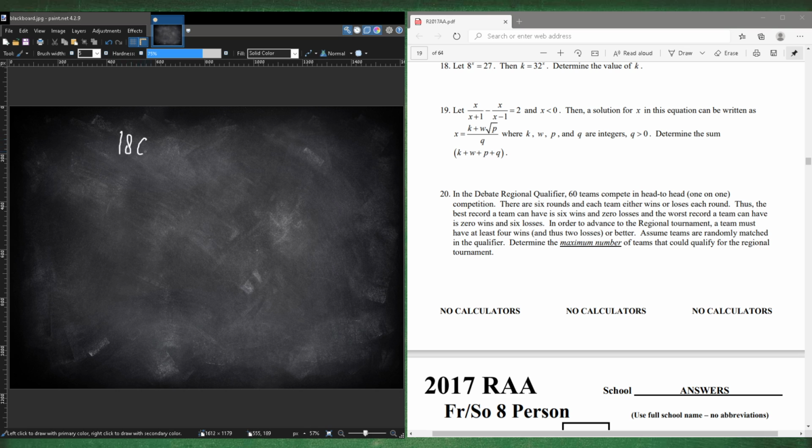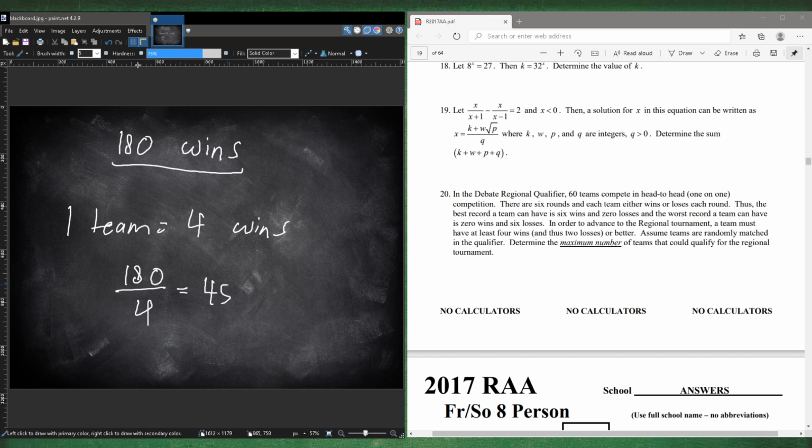So if there's 180 wins and one team only needs 4 wins to qualify, we can just do 180 divided by 4 to get the maximum number of teams that could qualify for the tournament. So 180 divided by 4, well, that's 45. And that is your answer for 20.